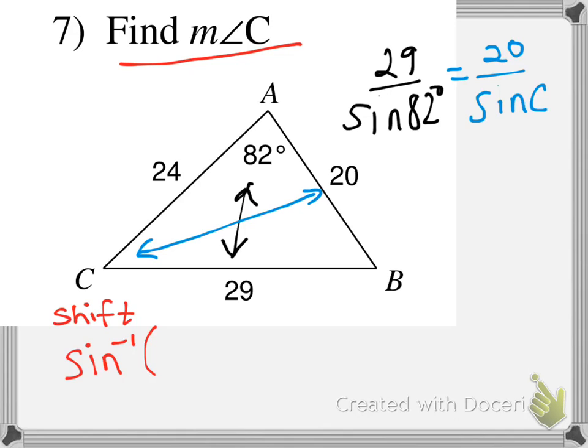Then we'll cross multiply. I'm looking for two solid numbers. That's going to be these two. Lead out with my side, 20, multiplied by the sine of 82. Be sure to put your parentheses there. And divide by 29.